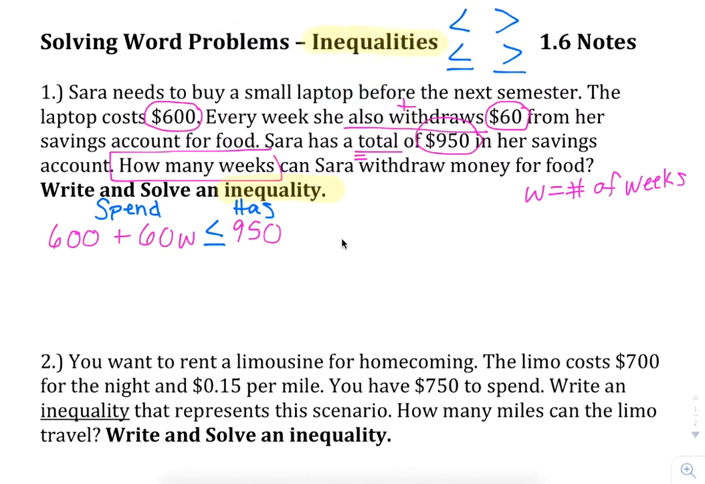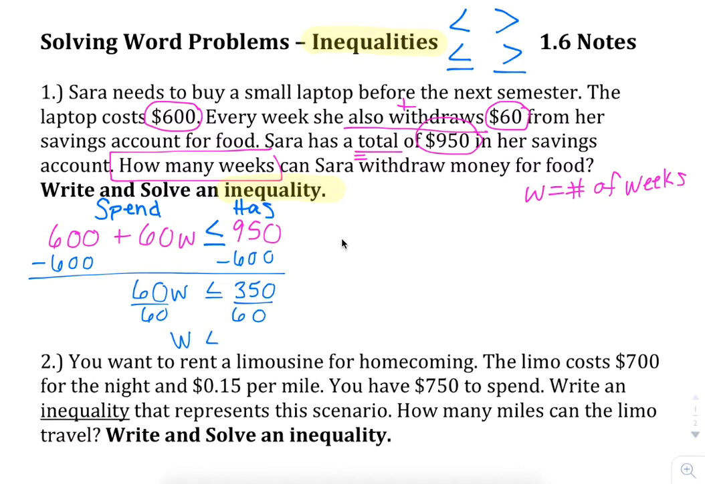Okay. All right, if I look at this one, we're going to kick out the 600. I'm going to subtract 600 from both sides. 950 minus 600 gives me 350. All right, our next step is going to be to divide by 60. And we end up with W is less than or equal to 5.833.